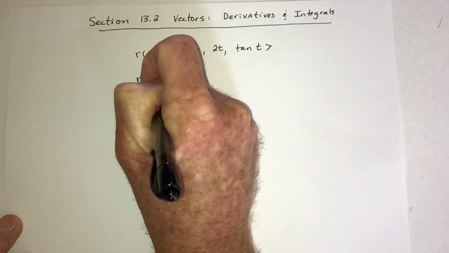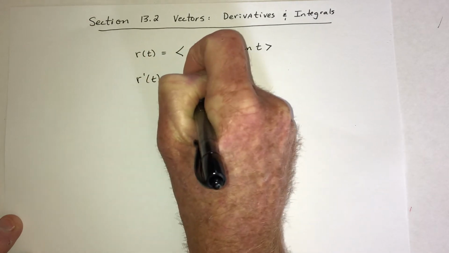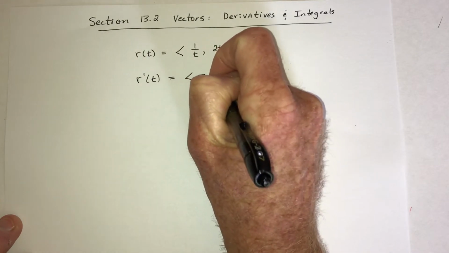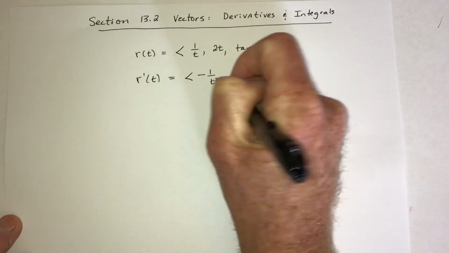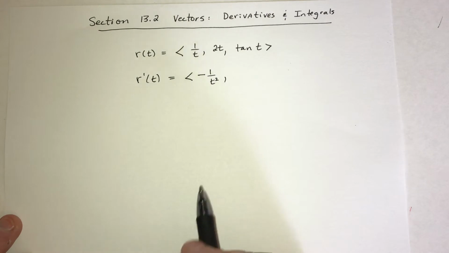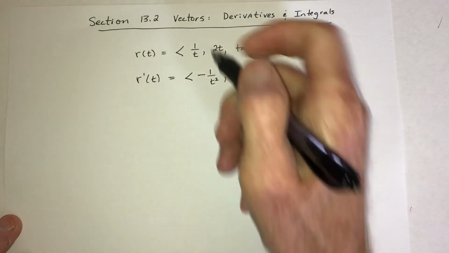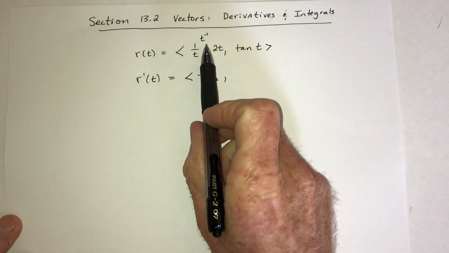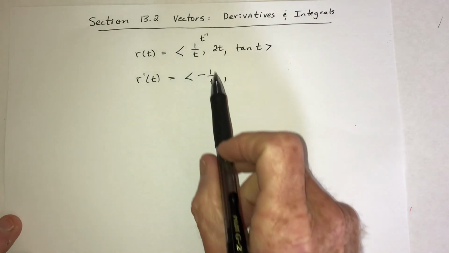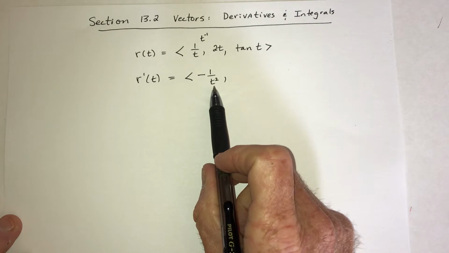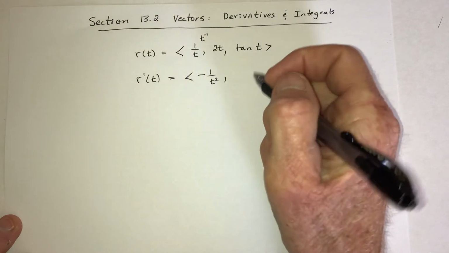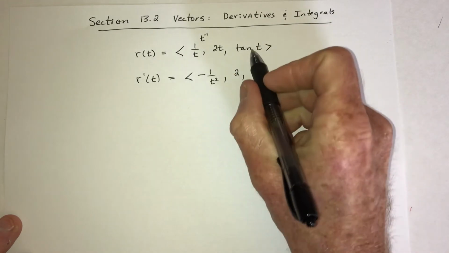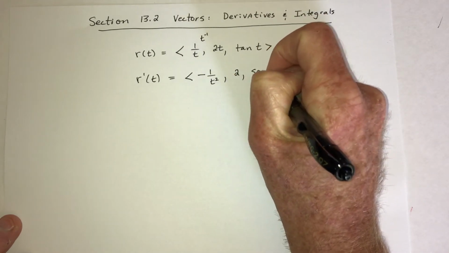So for this first example, the derivative of 1 over t is negative 1 over t squared. Of course, if you don't remember that one that way, you could rewrite this as t to the negative 1 and then do the power rule and then simplify it and you'll get this. What's the derivative of 2t, you might think? Well, that's 2. And the derivative of tangent is secant squared.